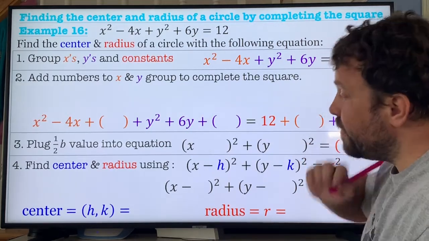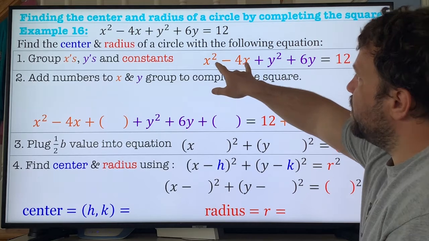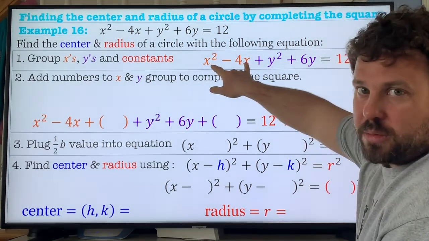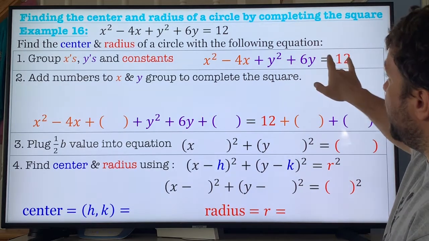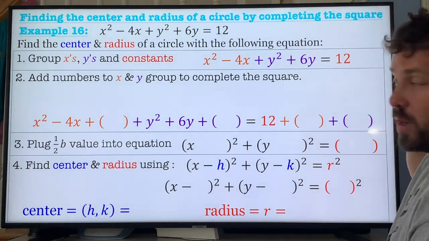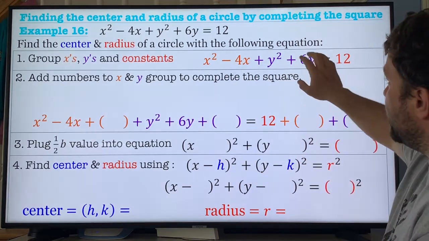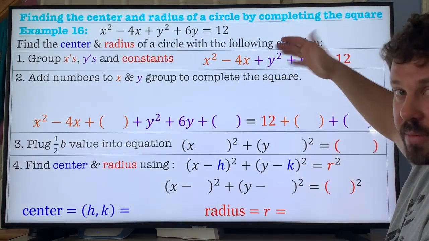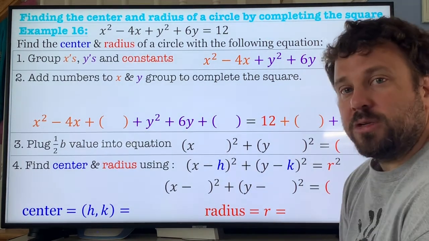So first step is to group all the x's and y's and constants together. You take anything that has an x and put them next to each other, anything that has a y, put that next to each other, and take all the numbers and move them to the right side of the equal sign. So x's and y's on the left, numbers on the right. If the number's over here, you just subtract or add it, the opposite sign that it is, to get it over here. All right, so it's already grouped for us, so now we can go.